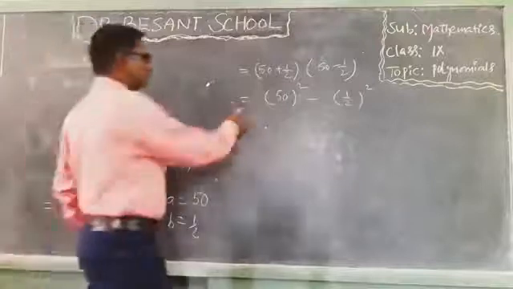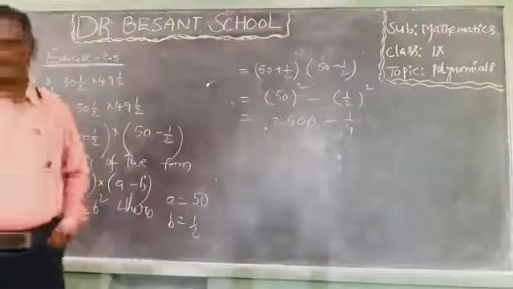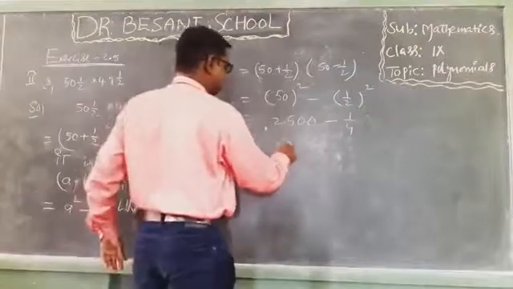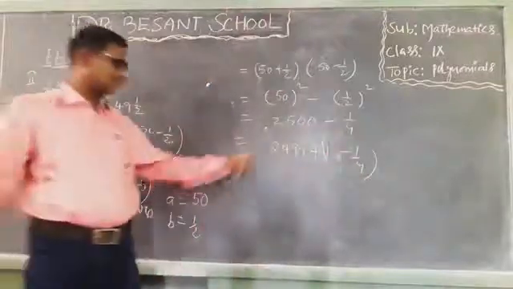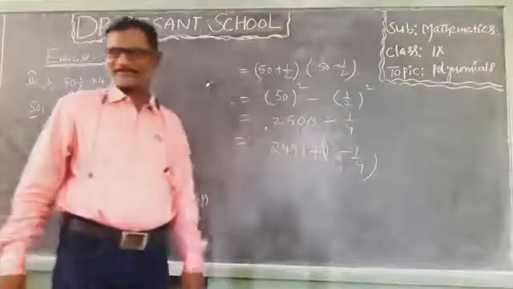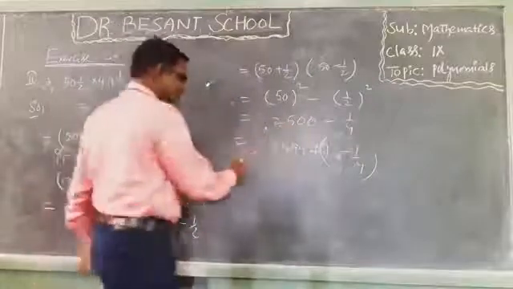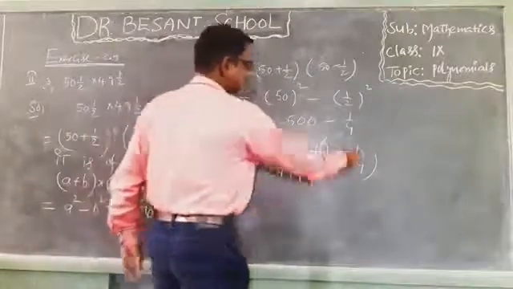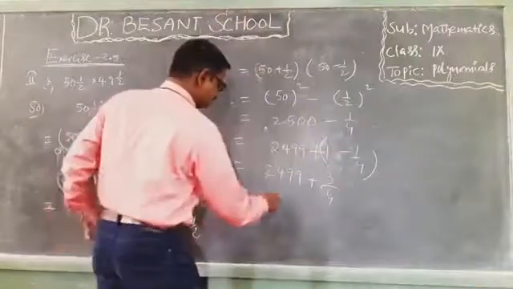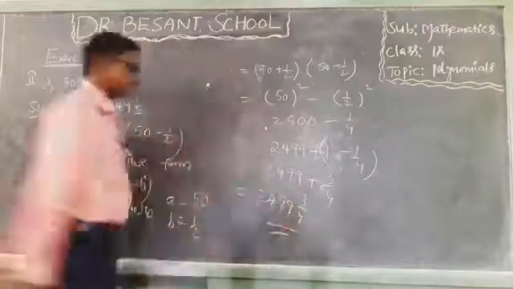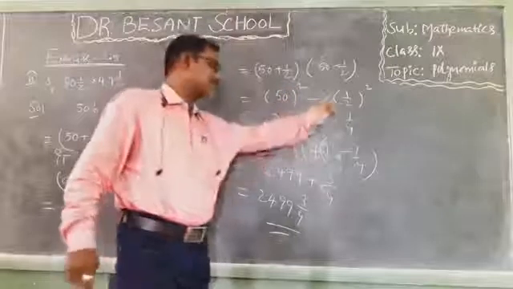Okay, children. So 50 square means 50 into 50, 2500. Minus 1 by 2 whole square means 1 by 4. How will we write this? 2499 plus 1 minus 1 by 4. Children, you see, 2499 plus 1 comes as 2500. Do not get any confusion. So this is 2499 plus 1 minus 1 by 4. 4 ones are 4, minus 1 is 3, so 3 by 4. That means 2499 and 3 by 4. Did you understand, children, how I have simplified it? 50 square is 2500, minus 1 by 2 whole square is 1 by 4.